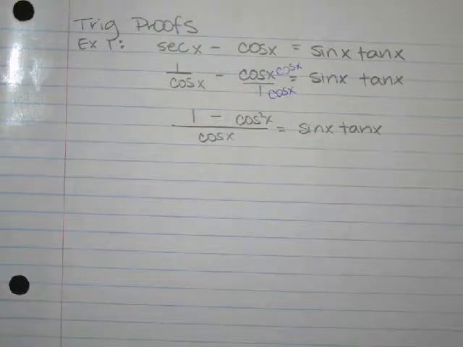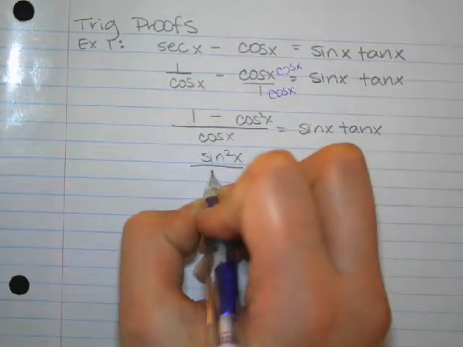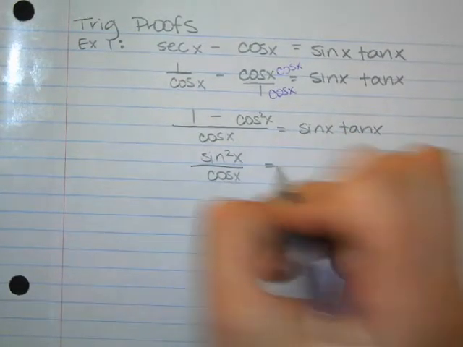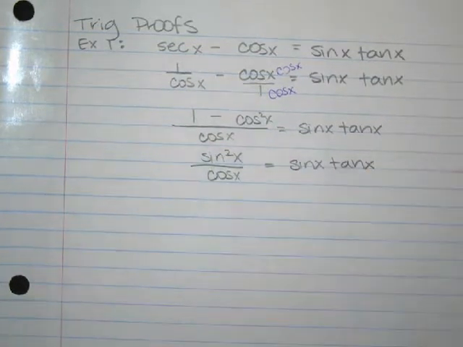So what does our green sheet have? Yeah, the Pythagorean identity would work. So 1 minus cos squared is sine squared. So I have sine squared x over cos. And I need it to equal sine x times tan x.